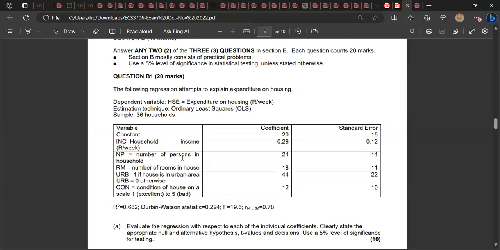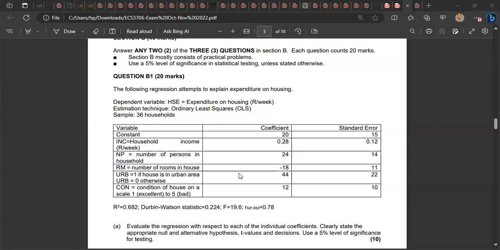And then the number of persons, we also agreed that NP is going to have a positive relationship. So on the sheet there, I'm just going to copy that onto the next part. And then the number of rooms, we also said this is going to be positive. We expect a positive relationship there. And then if the house is in an urban area, we also said this is positive, we expect another positive.